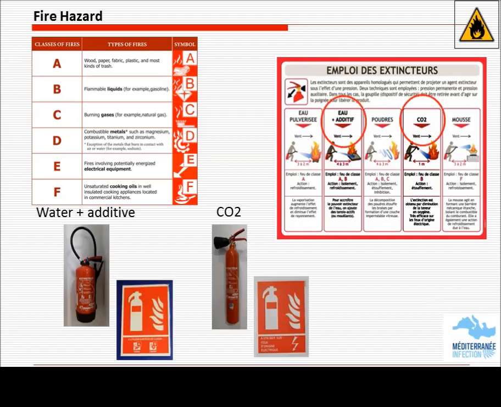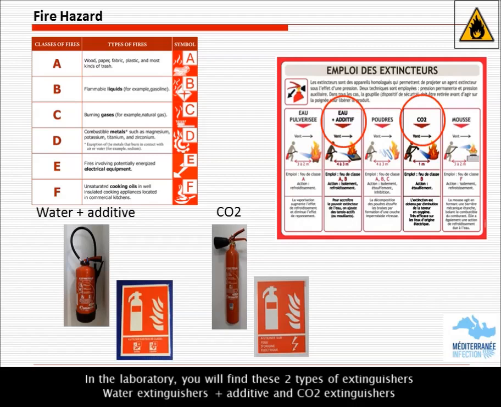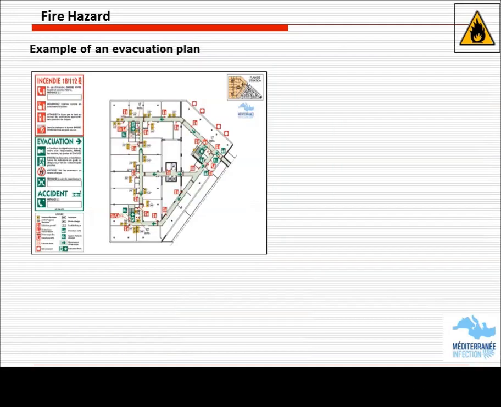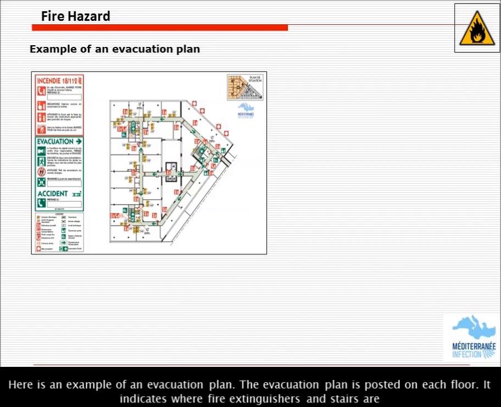and foam. In the laboratory, you will find these 2 types of extinguishers: water extinguishers plus additive and CO2 extinguishers. This table shows you the instructions for use for each fire extinguisher. Here is an example of an evacuation plan. The evacuation plan is posted on each floor. It indicates where fire extinguishers and stairs are.